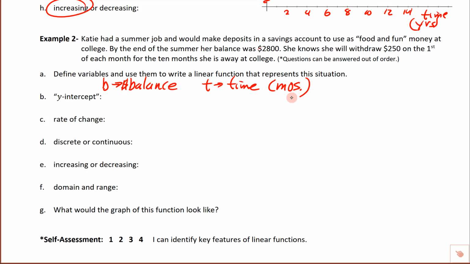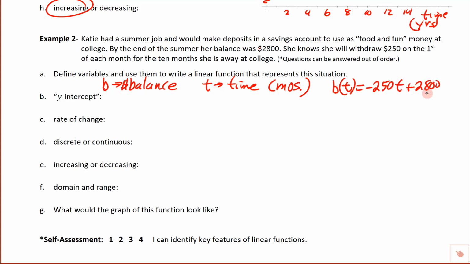And then it says, what's the y-intercept? Okay, we've actually got to write that function there. So if we're going to write down a function with the balance as a function of time, we're going to write B of T. So the balance is a function of time, and she's withdrawing $250, so minus $250 every single month. So again, there's our rate, there's our slope right there, and there's our independent variable T, and then we write plus 2,800.